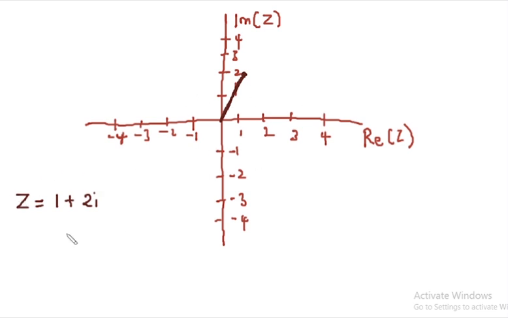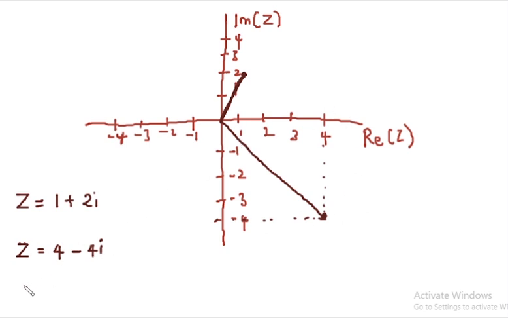Another example could be Z is equal to 4 minus 4i. On the real axis, 4 is giving us this point, and then minus 4i is giving us this point. So the intersection point happens somewhere here. We put our dots and then we plot it from the origin to that point. So this is how to plot this complex number on the Argand diagram.